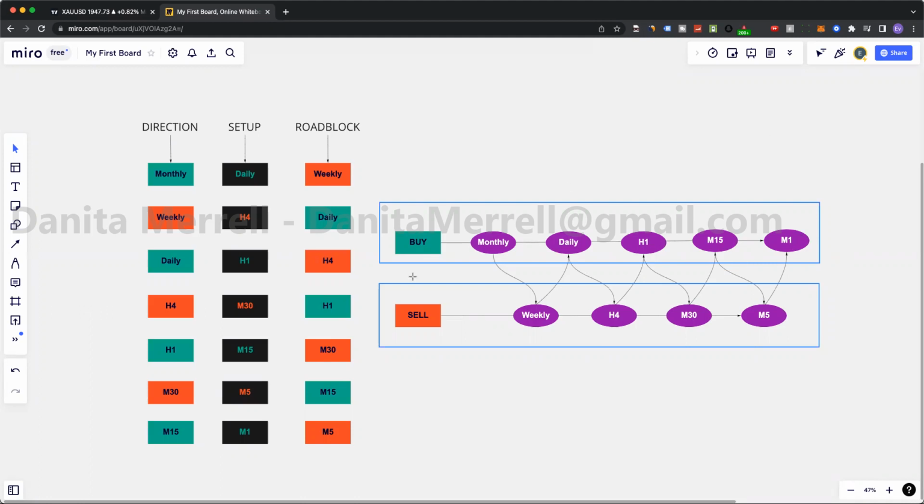Now we also have roadblocks. Our objective is, if our monthly is in buys and we have a daily setup, then we need to break a weekly roadblock. We have weekly sells, H4 setup, then we need to break a daily setup. So each lower time frame needs to break a higher time frame in order for the momentum to continue in that favor.